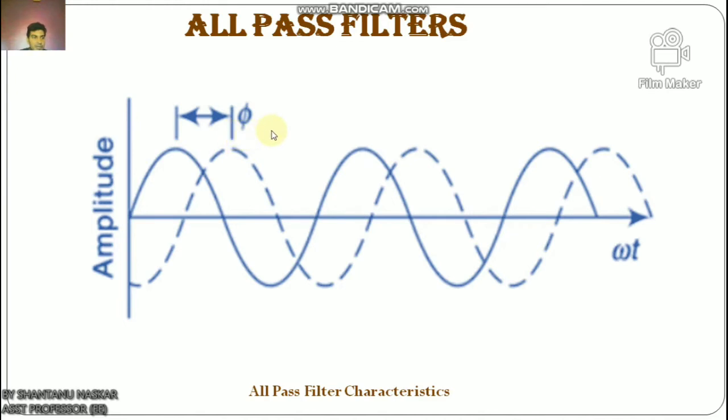Okay, so one major application of an all pass filter is the simulation of a lossless transmission line. The magnitude of the output voltage is the same as the input voltage, but the output voltage is shifted in phase with respect to the input voltage.